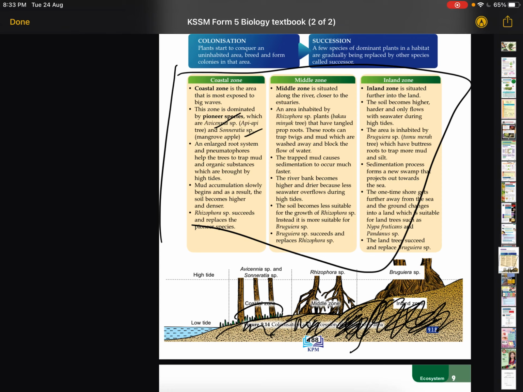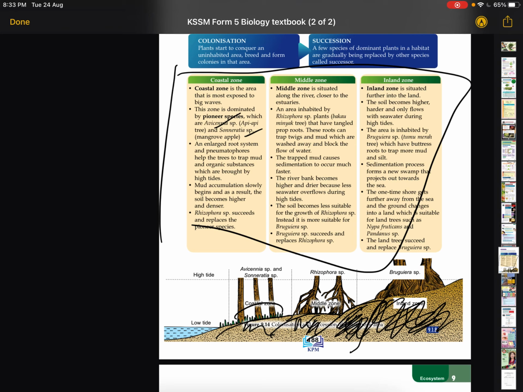The middle zone will have prop roots, and they will help block water from flowing to the land. Again, it has roots that are so good at trapping mud. They will trap mud again, and the mud will get harder and harder and harder. It will accumulate slowly over time. So now the riverbank becomes higher and drier because less seawater overflows during high tides.